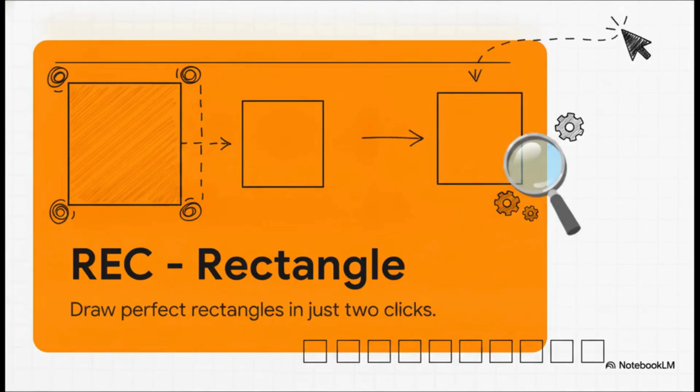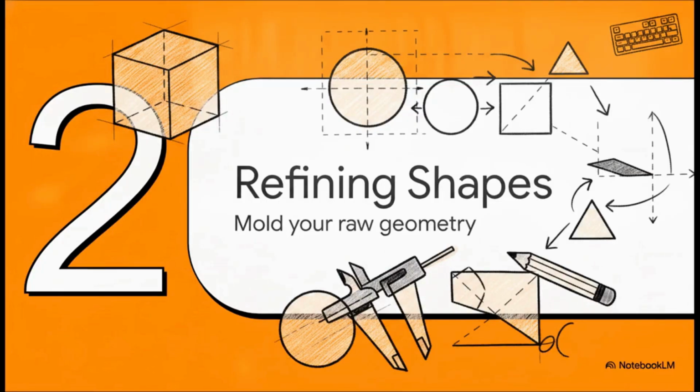Now this next one is easily one of the most efficient commands in the entire software, REC for rectangle. With this shortcut, you're drawing perfect rectangles in literally just 2 clicks. You type REC, hit Enter, click your first corner, and click your opposite corner. Bam, you've got a perfectly closed rectangular polyline. No sketching out 4 separate lines, no crossing your fingers hoping your corners actually meet, just 2 clicks and the whole shebang is perfect. Okay, moving on to step 2, refining and modifying shapes.